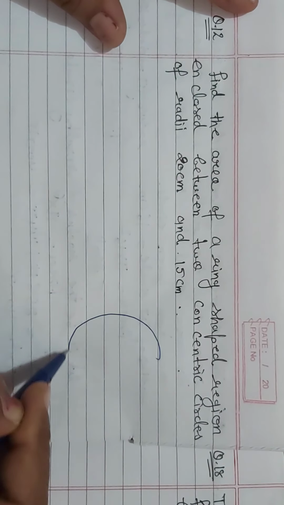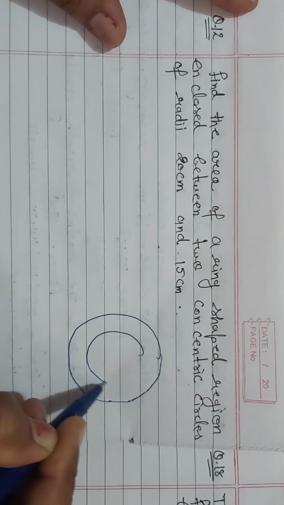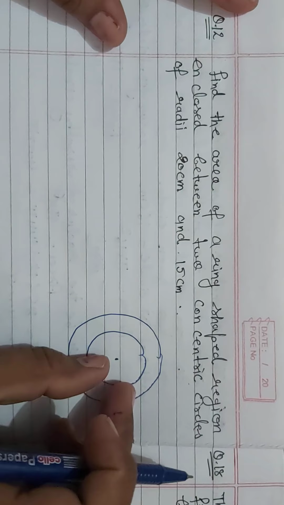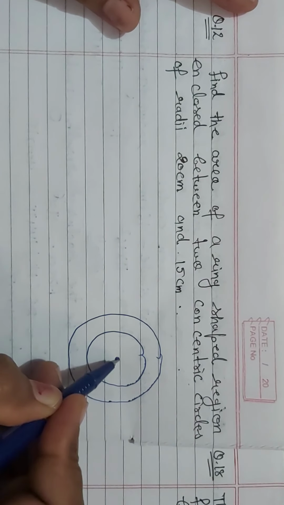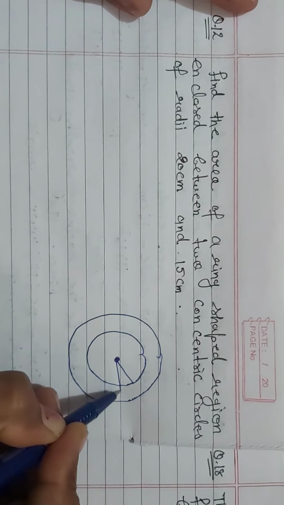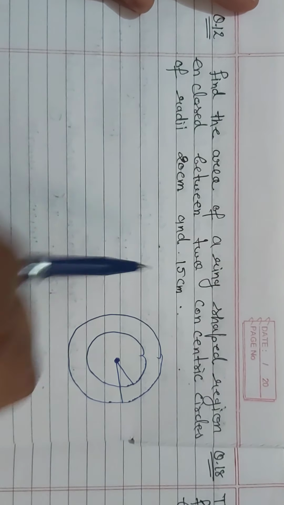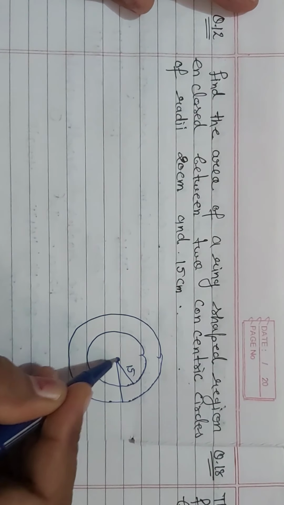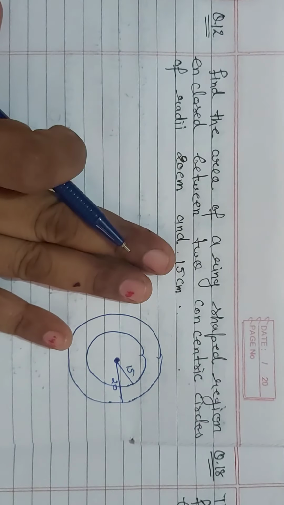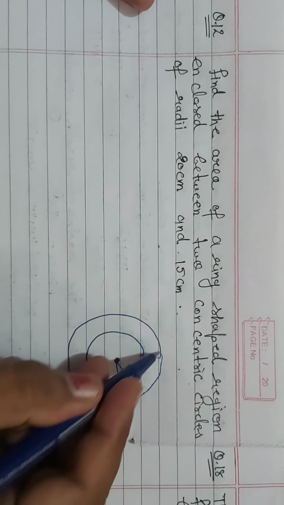Let this be a circle, and this is also a circle, and this is the center. This is the radius, and this is the radius of the small circle. Concentric means same center. Let this be the radius of the smaller circle, this the radius of the outer circle, and the given radii are 20 and 15, that means this is 15 and this complete is 20 centimeter. Find the area of the ring.